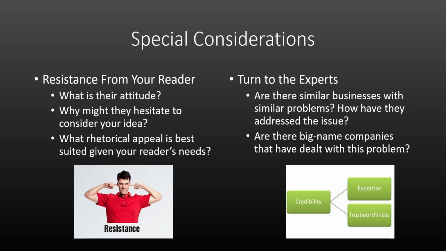And then make sure that you are turning to the experts. This is how you can find your research requirements for this proposal. Think about similar businesses with similar problems, and you can dig into how they address the issue, and that can be a source of research. Same thing if there are big name companies that have dealt with a similar problem. Typically the bigger name companies publish a lot, or they get written about a lot on sites like the Washington Post. So you can definitely find some of your research by looking at similar problems at different locations.